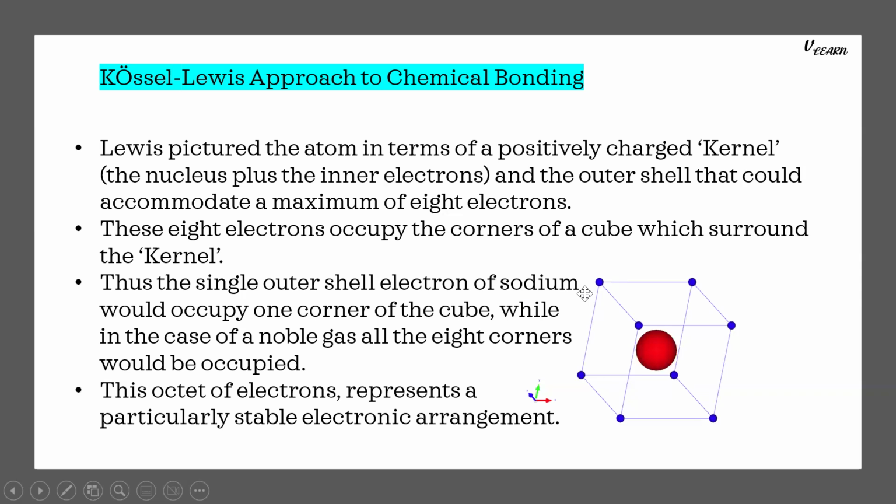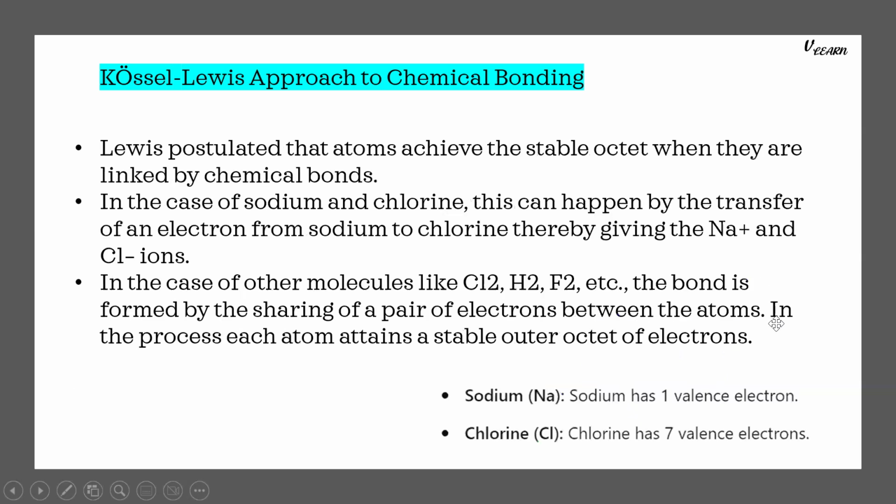This picture represents the electronic configuration of a noble gas. All the 8 corners are filled with electrons, so we call it an octet electronic arrangement. Lewis postulated that atoms achieve the stable octet when they are linked by chemical bonds. Only noble gases have a stable octet electronic configuration, right?